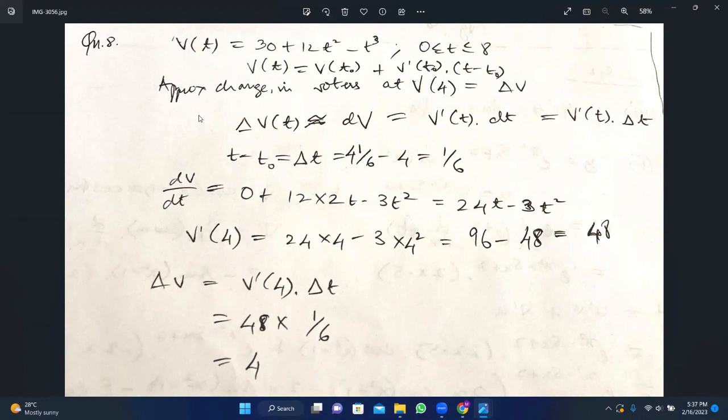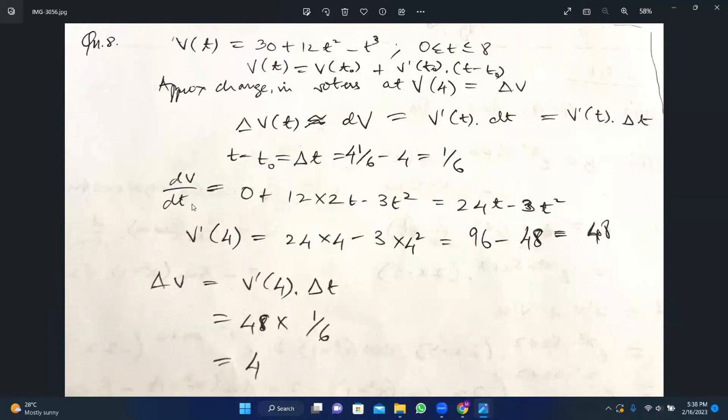So delta V as a function of time is approximately equal to dV, which is equal to V prime of t into dt, which is V prime of t into delta t. Now t minus t naught is equal to delta t, equal to 4 1/6 minus 4, which is 1/6. So dV by dt is, if we differentiate 30, we get 0. When we differentiate 12t square, we get 24t. And when we differentiate t cube, we get 3t square.